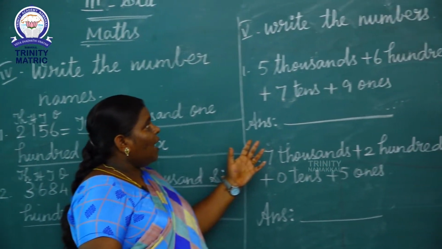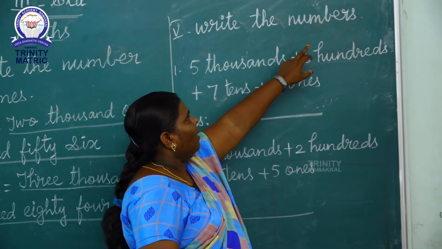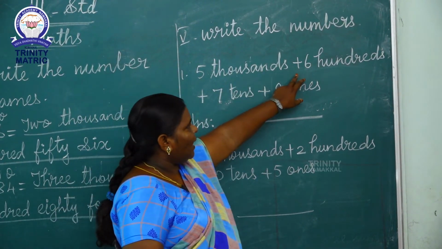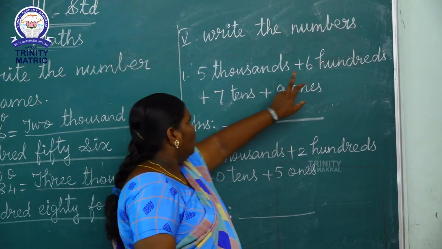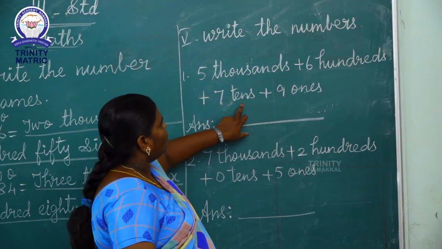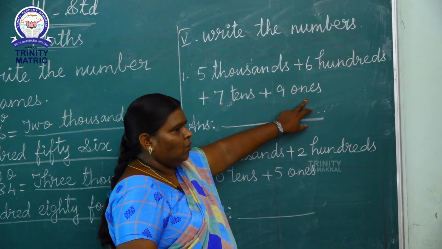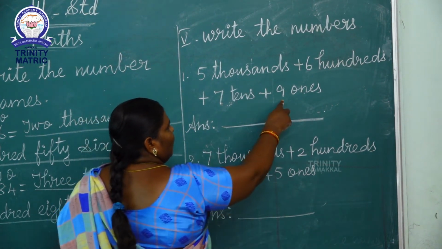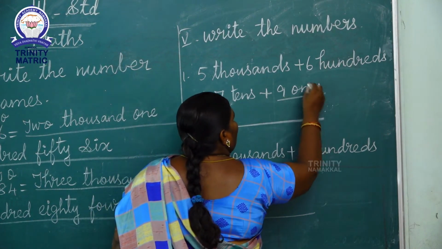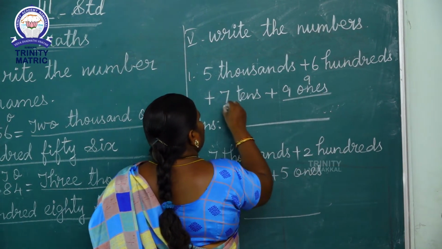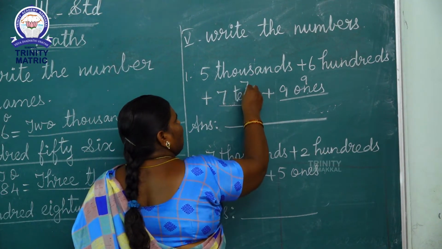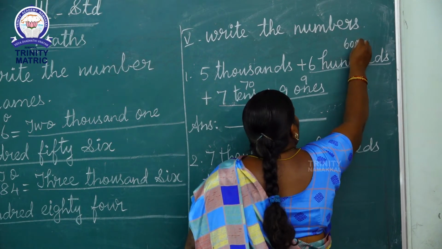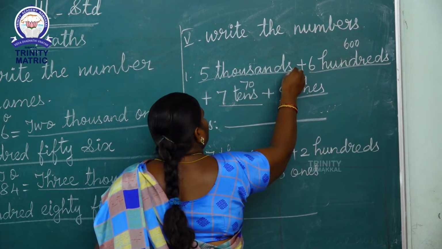Okay, see the next sum. Write the numbers. First sum, 5000 plus 600 plus 7 tens plus 9 ones. Okay, you write the number. 9 ones, how much? 9. 7 tens? 70. 600s? 600. 5000s?